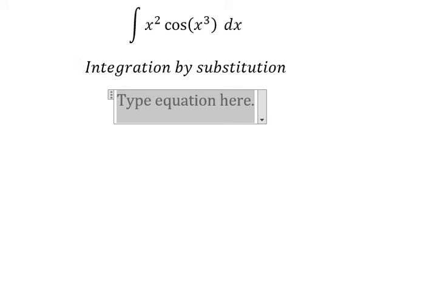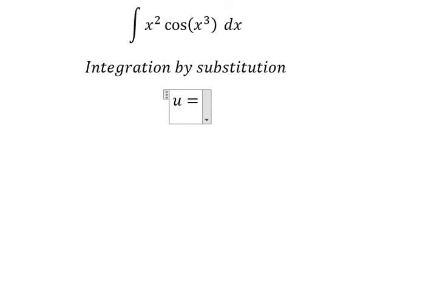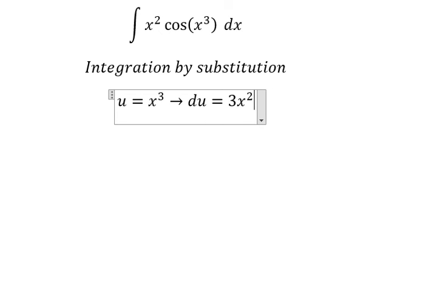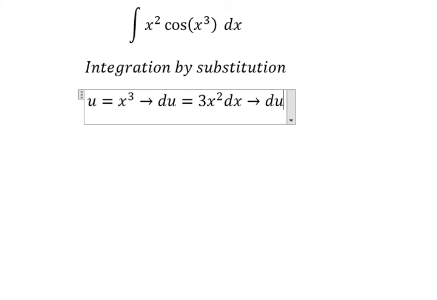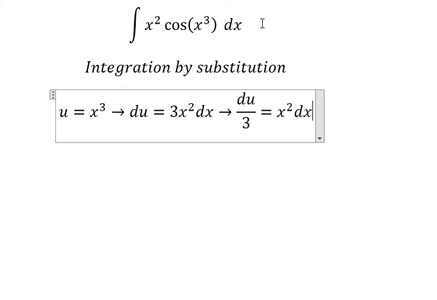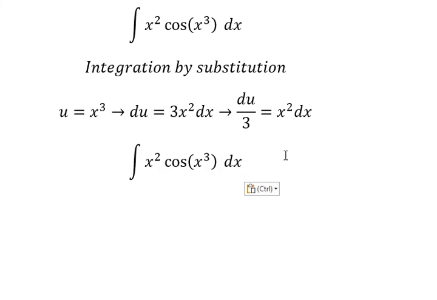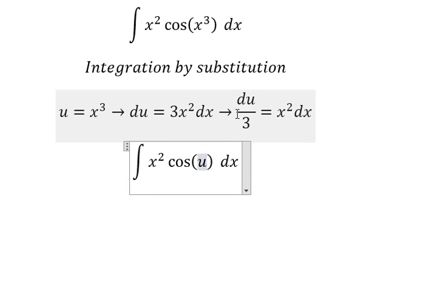So I will put u equals x to the power of 3. After that, we need to first take the derivative of both sides. Because we don't have the number 3, we need to divide both sides by 3. This one we change to u. x squared dx we change to this one.